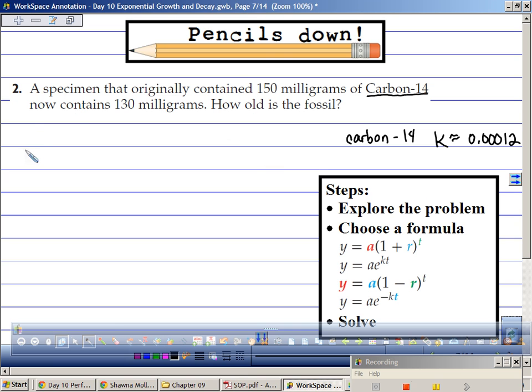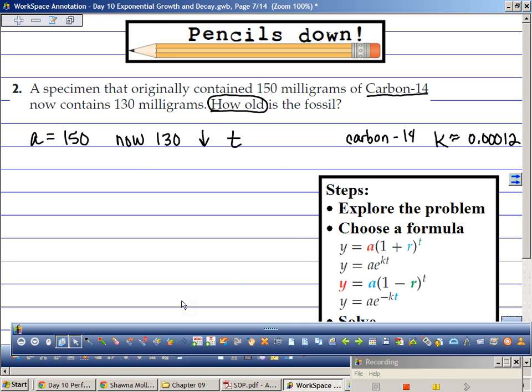A specimen that originally contained 150, so original. What do we call the original? What variable do we use? A. So A would be 150. And now it contains 130. So now it's 130. What happens? That's a decrease. How old is the fossil? How old is t? That's what we're looking for. All right? So which one of these do you think I'm going to use? Very last one.